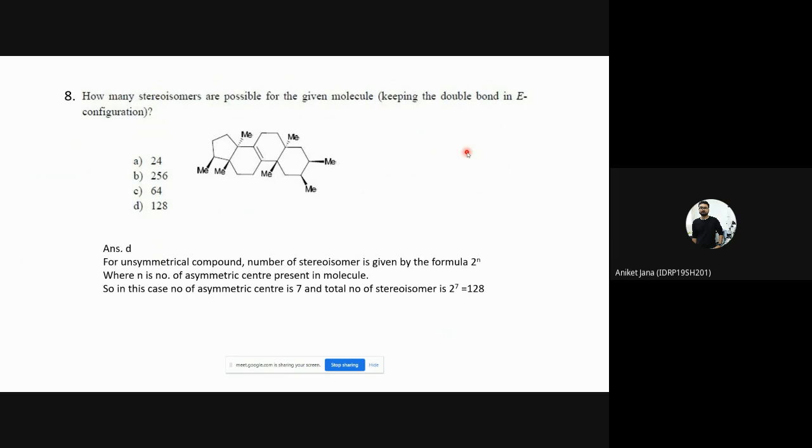Okay, here is a similar problem we solved earlier: how many stereoisomers are possible with the given formula. Here, as we can see, there are 7 asymmetric centers in total. So 2 to the power 7 equals 128 stereoisomers are possible with this molecule.